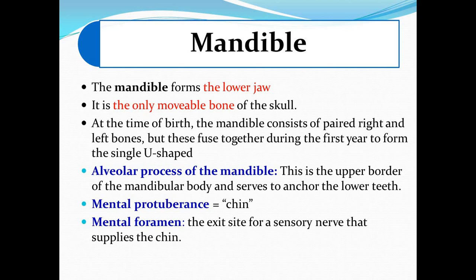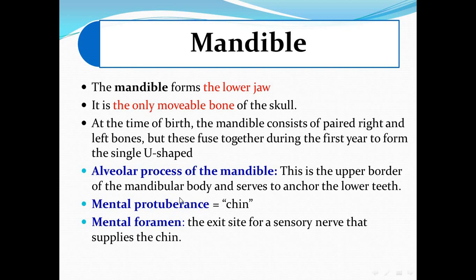We move on to talk about the mandible. The mandible forms the lower jaw, and this is the only movable bone of the skull. At the time of birth, the mandible consists of paired right and left halves. Then, by the first year of age, these two halves fuse together to form a single U-shaped bony structure, which is the mandible. So in adults, it's fused. It also has an alveolar process, which provides sockets for housing the lower teeth.